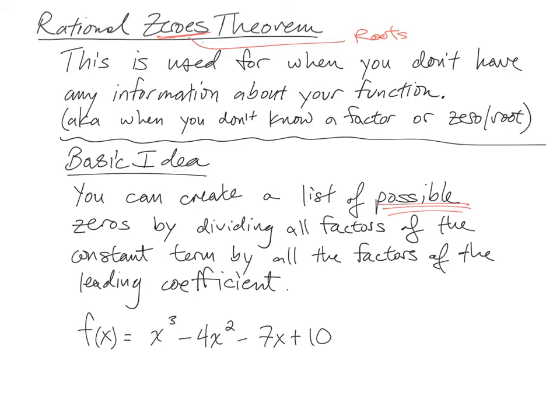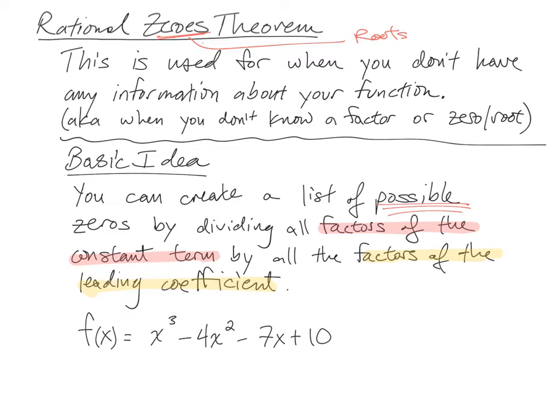So the basic idea behind the rational zeros theorem is we create a list of possible zeros, this word, possible zeros, by dividing all factors of the constant term by all factors of the leading coefficient. So I'm going to do some highlighting here. Factors of the constant term, and factors of the leading coefficient.